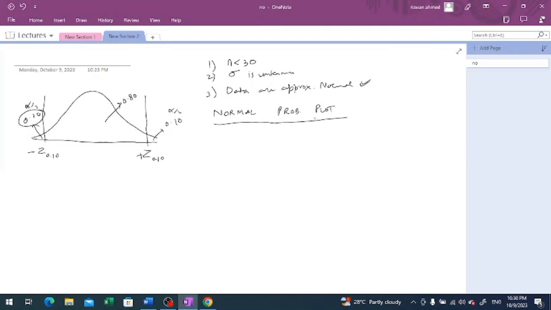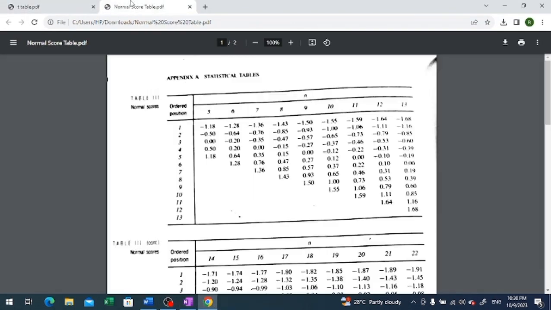To draw a normal probability plot, we need to establish a connection between our data values and a variable that we call normal scores. From where do we get normal scores? So I am going to introduce a table that we call the normal scores table. Now we are going to discuss normal scores.